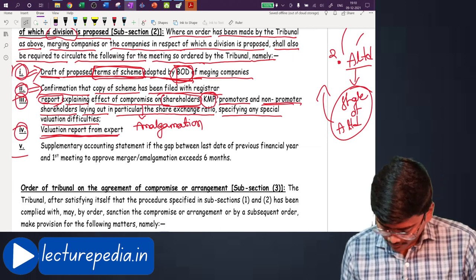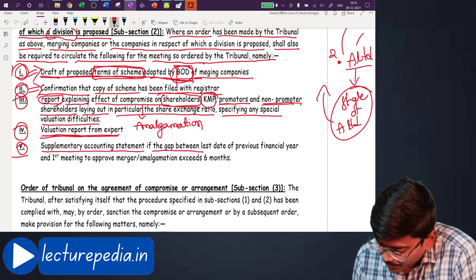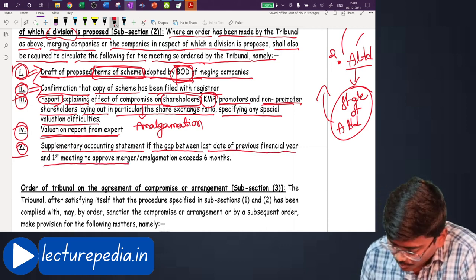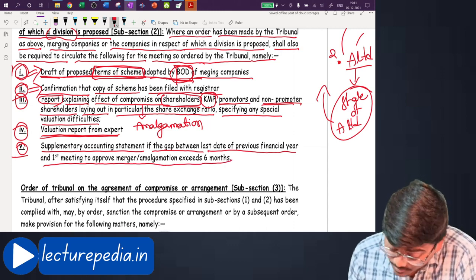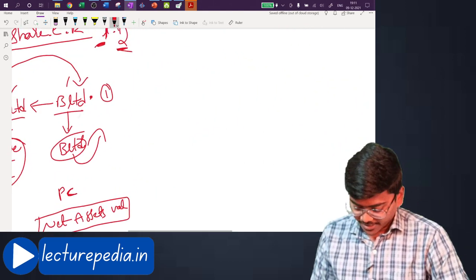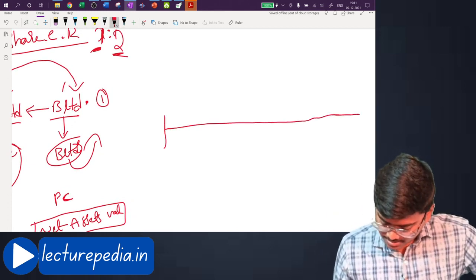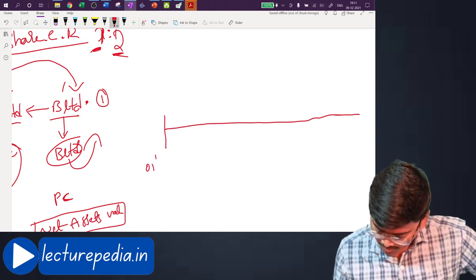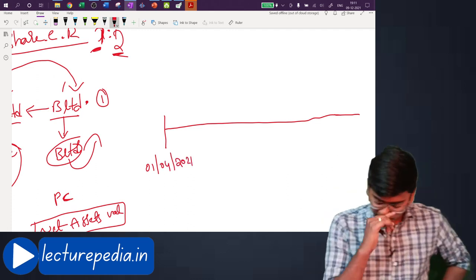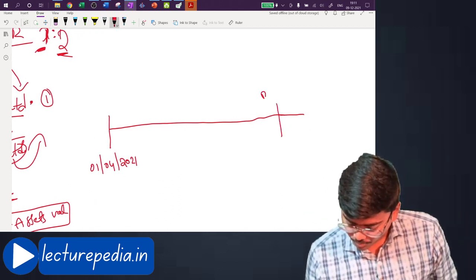Coming to the fifth requirement, supplementary accounting statement if the gap between last date of previous financial year and first meeting to approve merger or amalgamation exceeds 6 months. What is this supplementary accounting statement? Let us take a timeline. Let's say this is the start of financial year, that is 1st of April 2021. Now after the financial year, merger is being proposed.